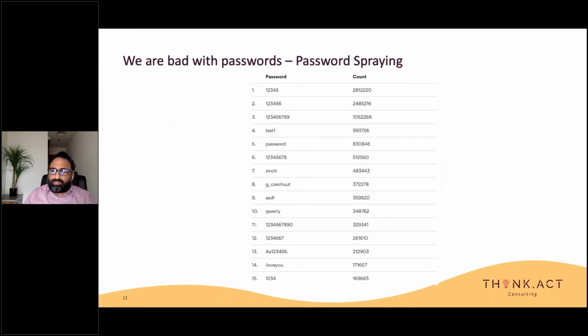Now, this is the 2019 list of the 15 most common passwords that are used. 1, 2, 3, 4, 5. You can see it's a password that was used close to 3 million times. And it doesn't get any better. Next one, 1, 2, 3, 4, 5, 6. And then you have 1, 2, 3, 4, 5, 6, 7, 8, 9. There is "I love you" in there somewhere as well on number 14. So people use these passwords.